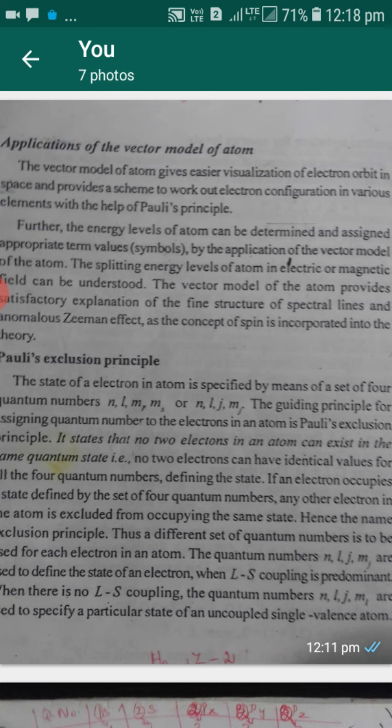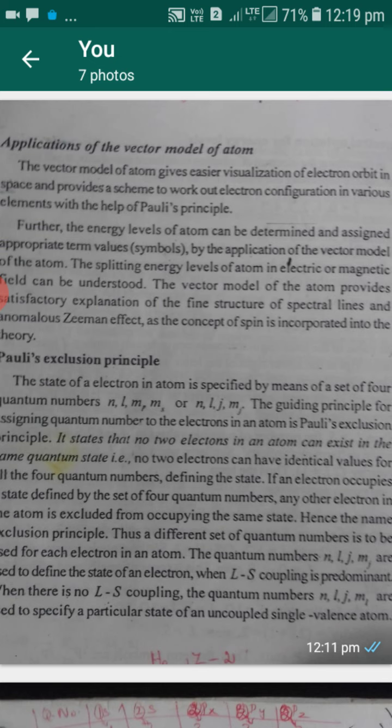Each shell has subshells. The subshells are determined by the L values. If L equal to 0, it means S subshell. Then L equal to 1 means P subshell. L equal to 2 means D subshell. Then L equal to 3 means F subshell.